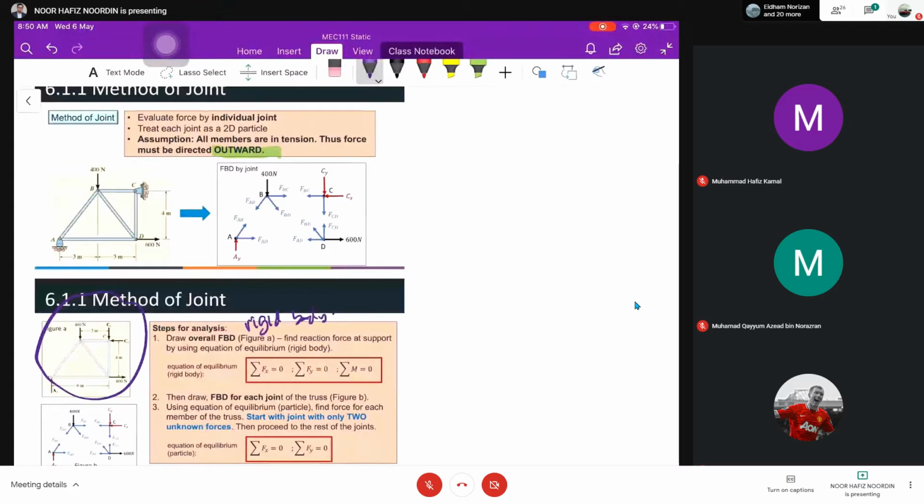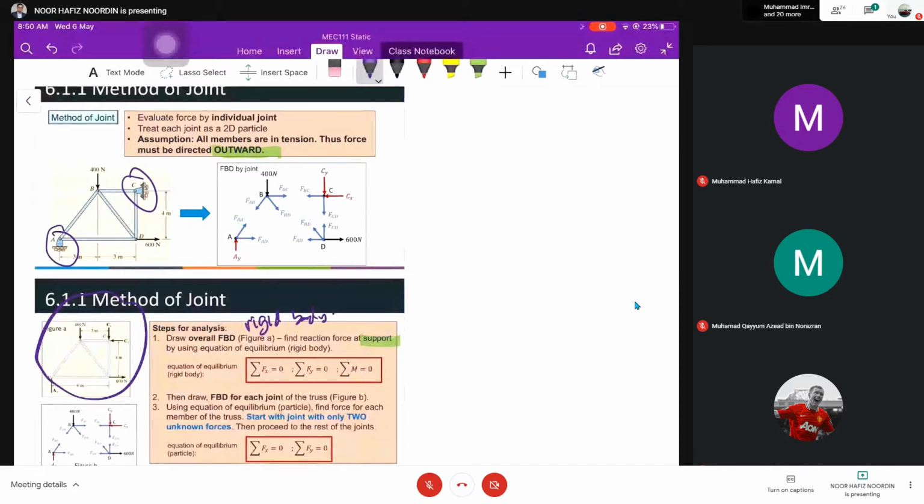So the equation of equilibrium for a rigid body, as we already learned in chapter 3: summation of Fx equal to 0, summation of Fy equal to 0, and also summation of moment equal to 0. From that, we can calculate the reaction force at the support. Support, not connection. So what is the support? In our case just now, we have A and B, the rocker and also the pin. That one is the support. So we must calculate first its reaction force at the support.